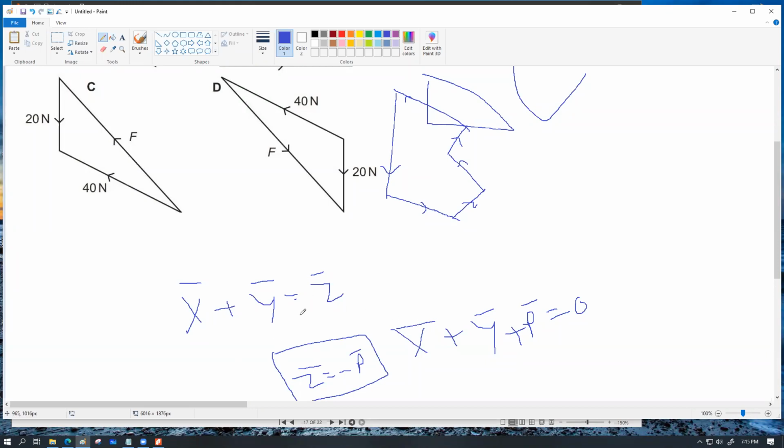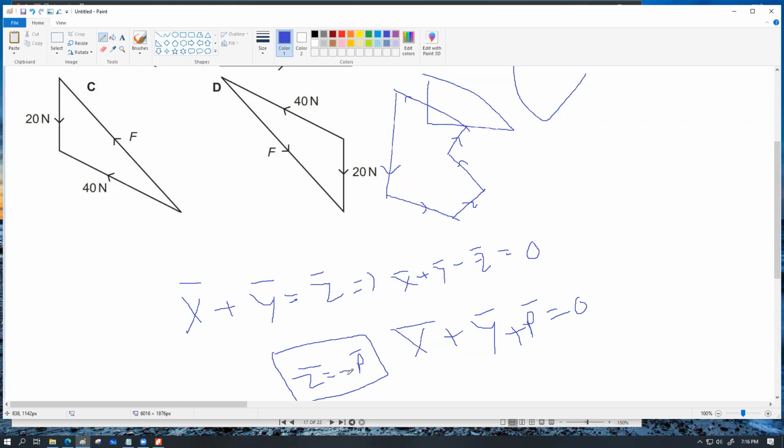Compare these two equations. Because if x plus y equals z, I can very well write this one: x plus y minus z should also equal what? 0. This means p and minus z are equal. So z equals minus p, or p equals minus z.